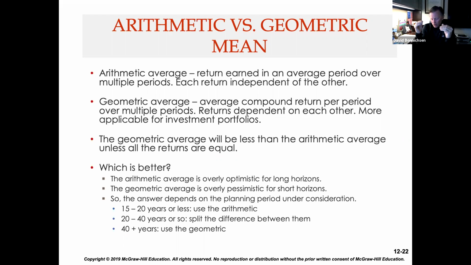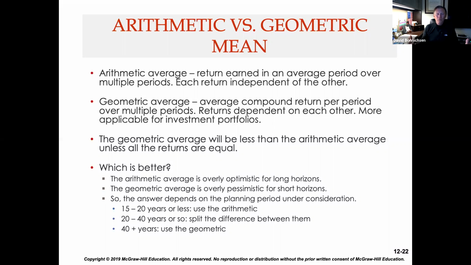Right? If we're talking about a period of time of 20 to 40 years, then we can calculate two means, one arithmetic mean and one geometric mean, and average them out and use that, right? And if we're looking at a period of time that is greater than 40 years, then we'd probably be better served using the geometric mean as our primary metric, because at that point, over a 40-year period of time, the returns are dependent upon one another.